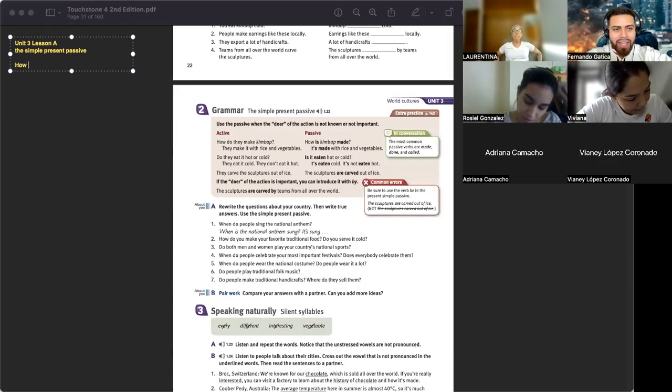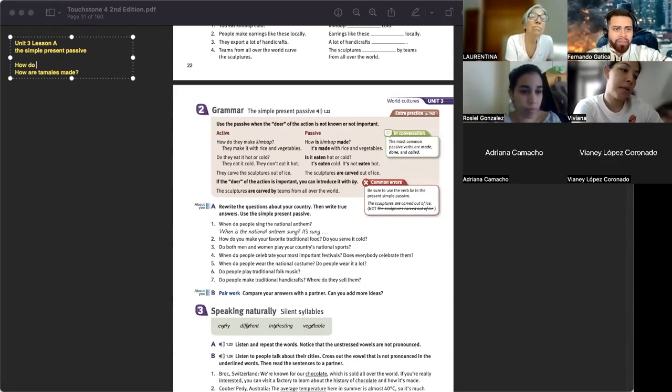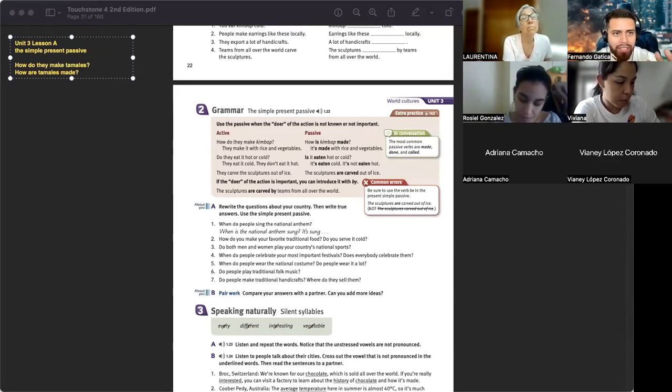¿Cómo se hacen los tamales? How are tamales made? That's the passive voice. You could say, how do they make tamales? But that's active. Both of them work. But the first question would focus more on they, and the second question would focus more on tamales. What's more important to you? How they make it or how tamales are made? Active and passive.